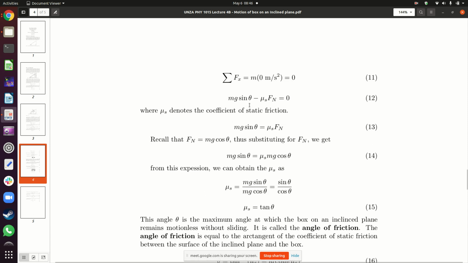So when you take this to the other side, you end up having mg sin theta equals mu s, which is the coefficient of static friction, multiplied by the normal force. However, if you recall, we have already found an expression for this guy, the normal force along the incline.